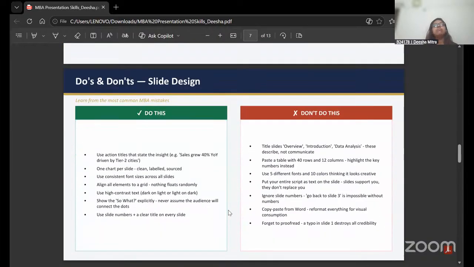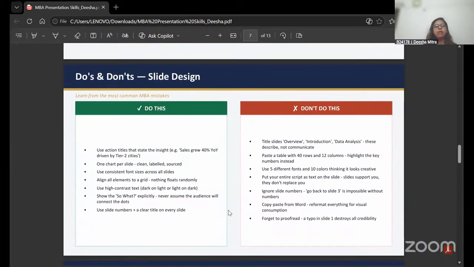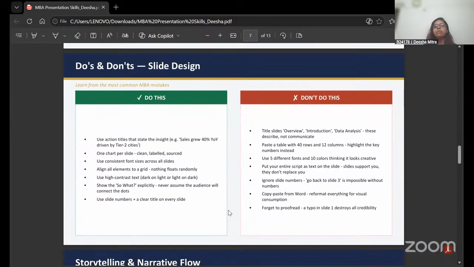Now, these are some do's and don'ts. Some of this I've already spoken about. I would maybe give you like 20-30 seconds. You can just go through the do's and don'ts and give it a read.